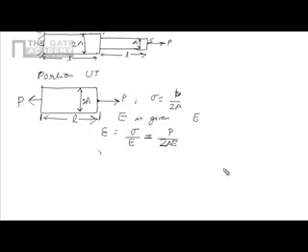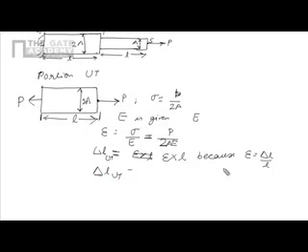So the change in its length, delta L, or let's say delta L of UT, will be equal to the strain multiplied by L, because the strain is delta L upon L. So delta L of UT will be equal to epsilon multiplied by L, which is nothing but PL upon 2AE.